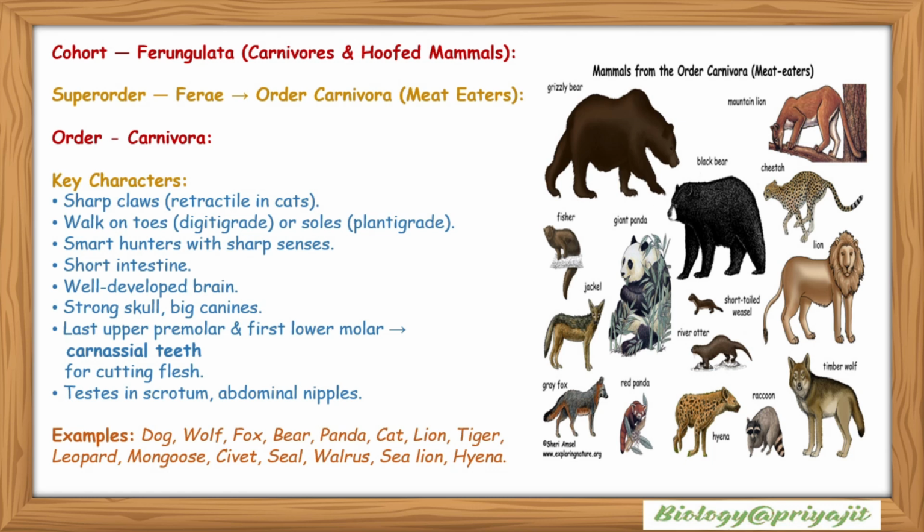They have a short intestine, a well developed brain, a strong skull, and big canines. The last upper premolar and first lower molar are called carnassial teeth, which are used for cutting flesh. Testes are in the scrotum, and they have abdominal nipples. Examples: dog, fox, wolf, bear, panda, cat, lion, tiger, leopard, mongoose, civet, seal, walrus, sea lion, hyena, etc.